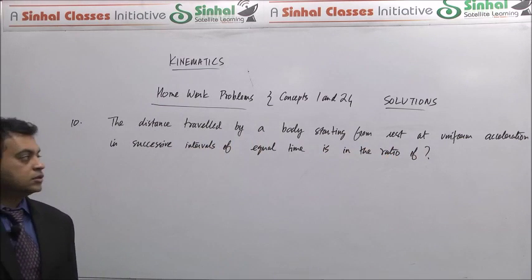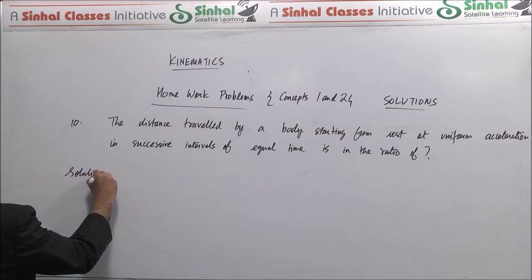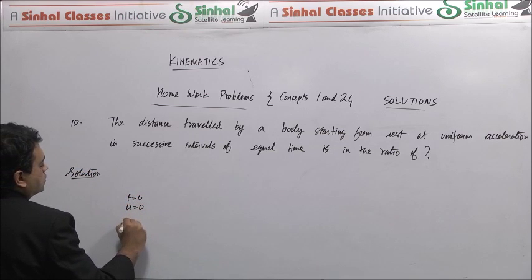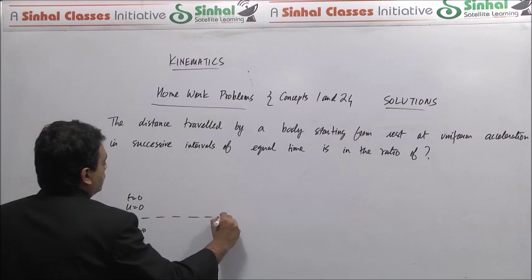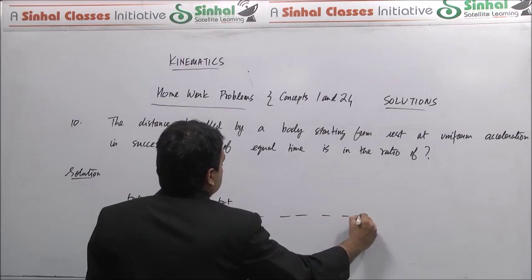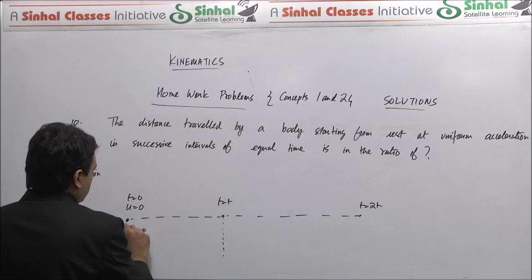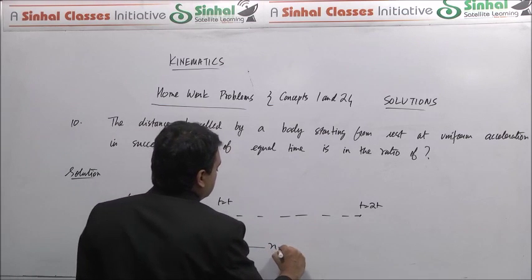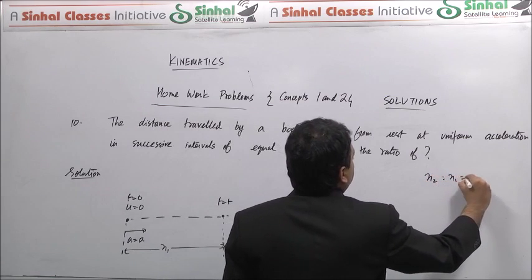So basically in this question we assume that a body starts from rest at t equal to 0, starts from rest, it reaches somewhere here at a time t, and reaches somewhere here at a time 2t. Okay. So let's take this distance as x1 and this distance as x2. So we have to find x2 is to x1 in the question.